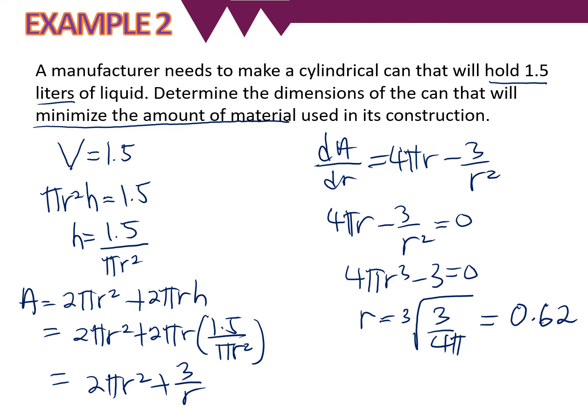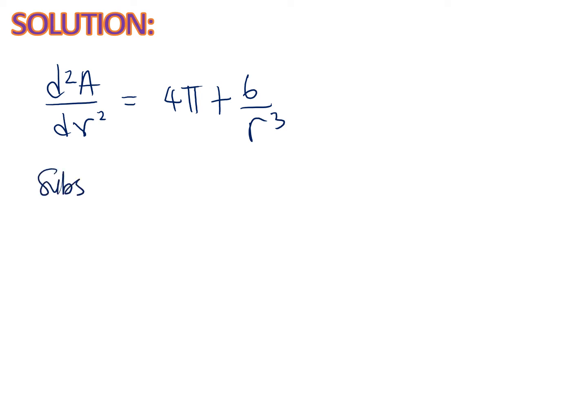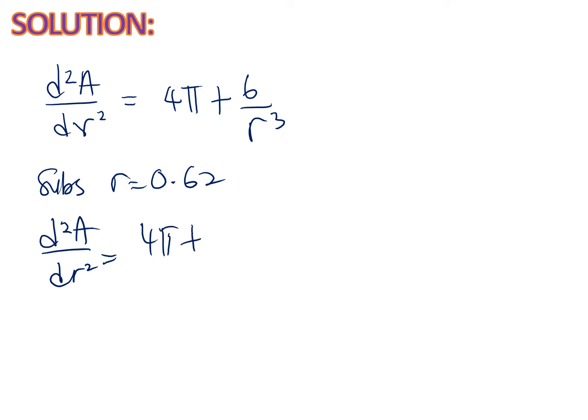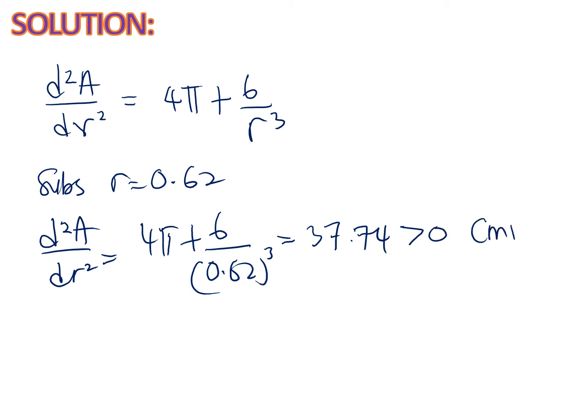So let's use the second derivative. So we find d2A/dr2. We will have 4 pi plus 6 over r cubed. So we substitute r equals 0.62. Then our second derivative will be 4 pi plus 6 over 0.62 cubed, which is 37.74, which is greater than 0, and that means it's minimum.